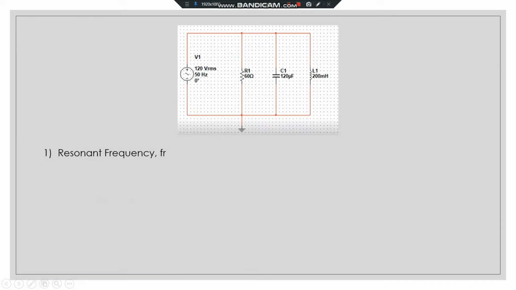Firstly, resonant frequency is defined as the natural frequency of a system where it oscillates at the greatest amplitude. A system is said to be in resonance when an external force applied shares the same frequency as its natural frequency. The formula for resonant frequency is 1 divided by 2 pi multiplied by the square root of inductor and capacitor. We substitute the values from our circuit and we will get 32.49 Hz for the answer.